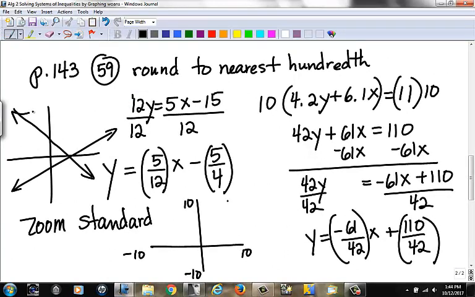It is not a nice, neat integer. And we want to find that point of intersection. So right above the trace key, up here on the top row, do second function calculate. And number 5 is intersect. So just press 5. You can either down arrow, down arrow, down arrow, or just press the number 5. And notice mine has the equation that I'm on up at the top.